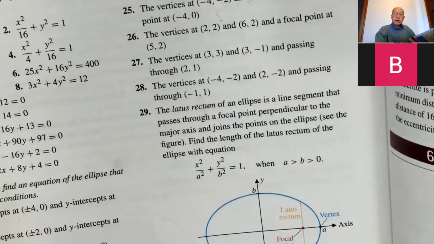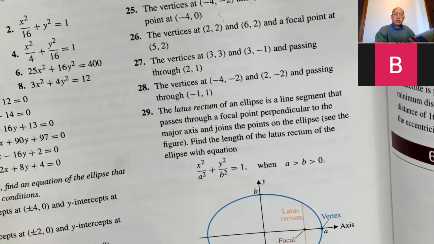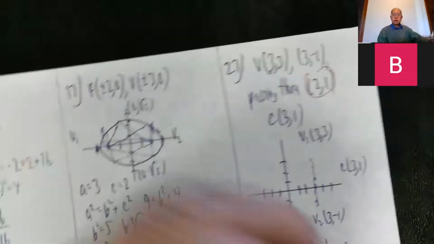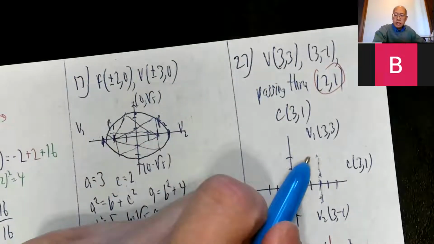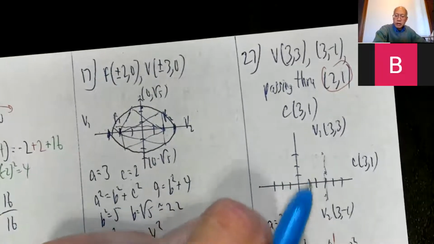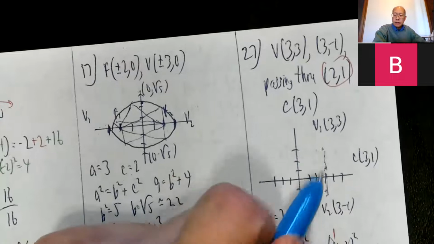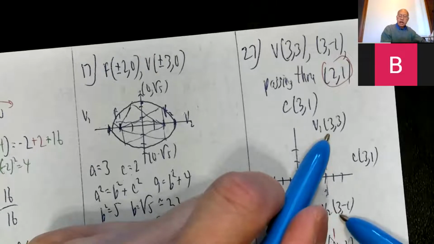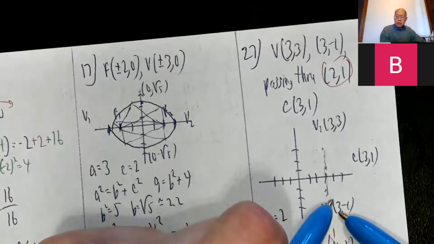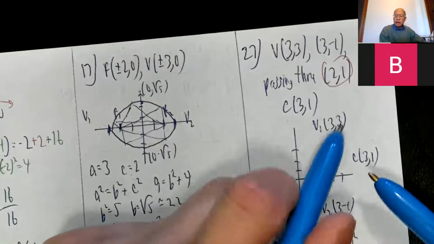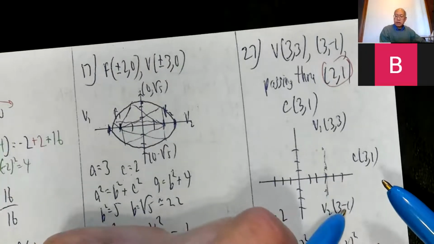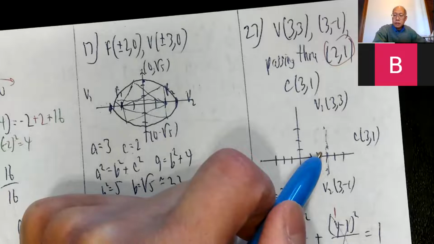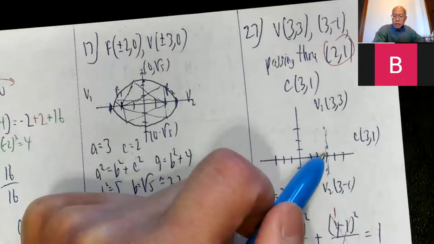Vertices are (3, 3) and (3, negative 1), passing through (2, 1). Okay. So (3, 3), (3, negative 1). That means it's bulging this way. If I go halfway between these two, so what's halfway between (3, 3) and (3, negative 1)? Well, you know the x-coordinate is going to be 3. How do I find a y-coordinate? Just average them. 3 plus a negative 1 is 2. Divide that by 2 is 1. So the center is (3, 1). It's right here. Center is (3, 1). That tells me 2 up and 2 down.